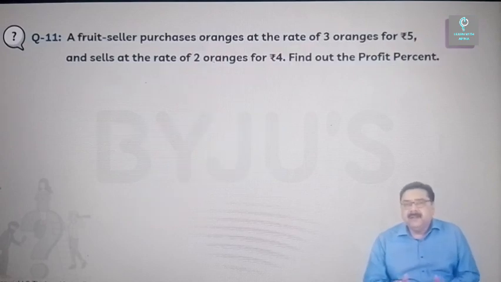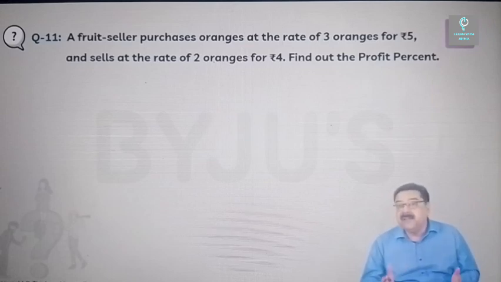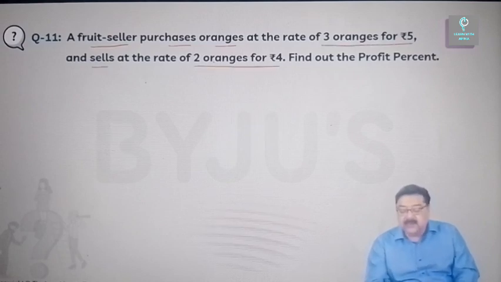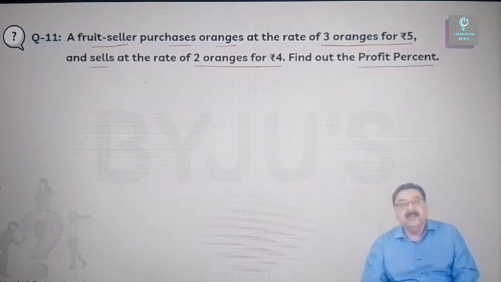But what if the values don't happen to be the same? By that I mean rupees 10, 12 pencils, rupees 12, 10 pencils, if at all different values are used. Like in this question, a fruit seller purchases oranges at the rate of 3 oranges for rupees 5 and sells at the rate of 2 oranges for rupees 4. Then find out the profit percent.